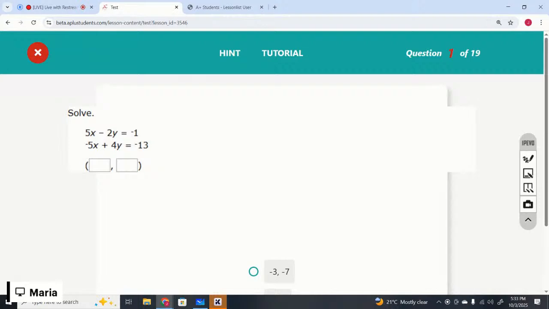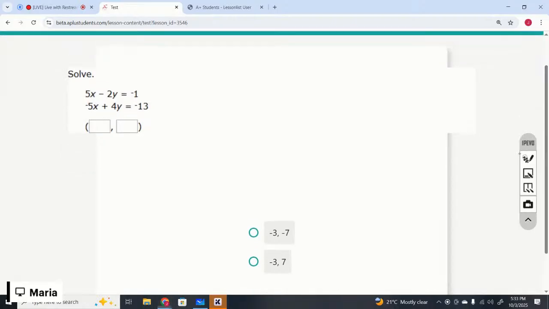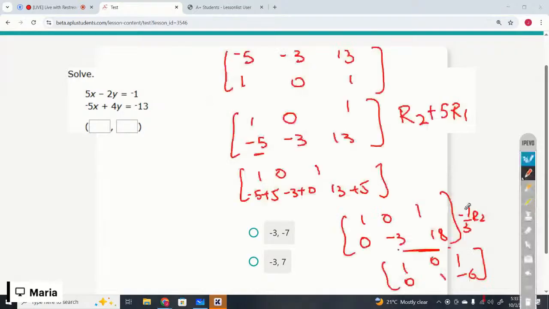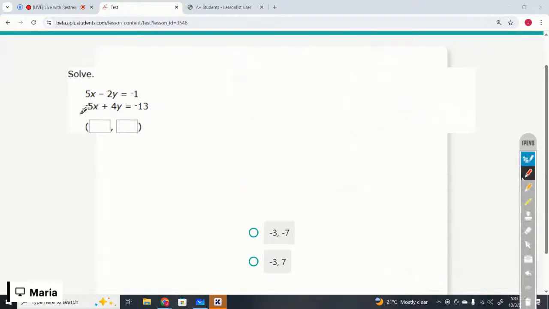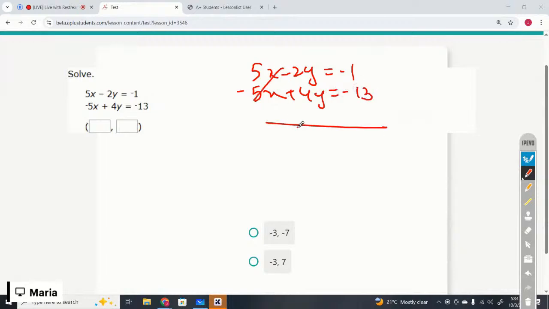5x minus 2y equals negative 1, and negative 5x plus 4y equals negative 13. So depending on the question, let's just add both the equations. 5x minus 2y equals negative 1, negative 5x plus 4y equals negative 13. 4 minus 2 is 2y equals negative 14. So y equals negative 7.